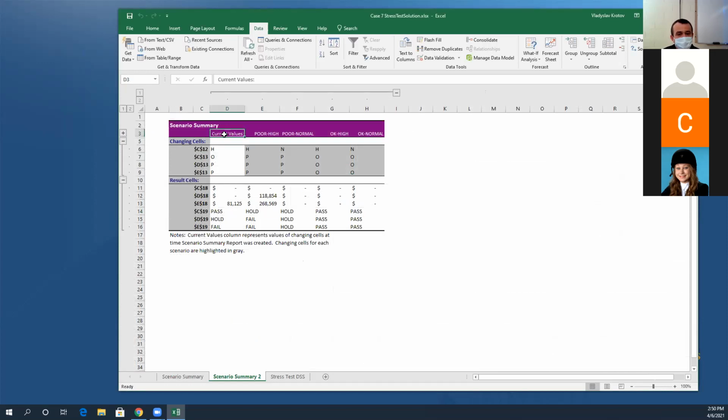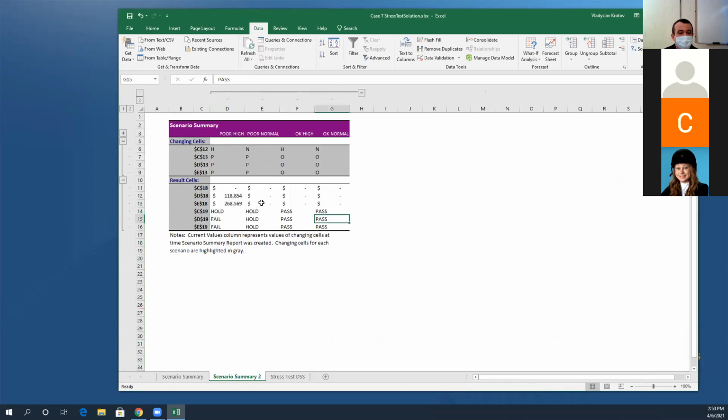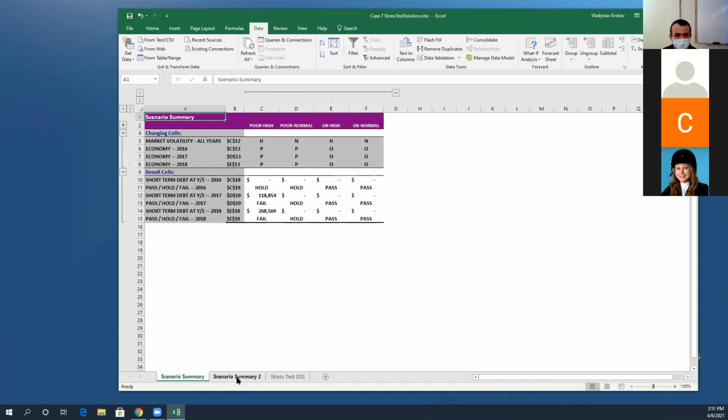So here it depicts current values. You can delete this column because you don't need this scenario. You only need the 4 scenarios that we entered. So I'll just delete that. Okay. So look, guys, we are done. So let's name this tab scenario summary. It's already named like that, and I already partially formatted it.